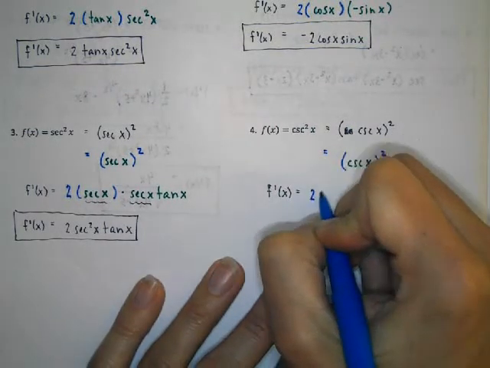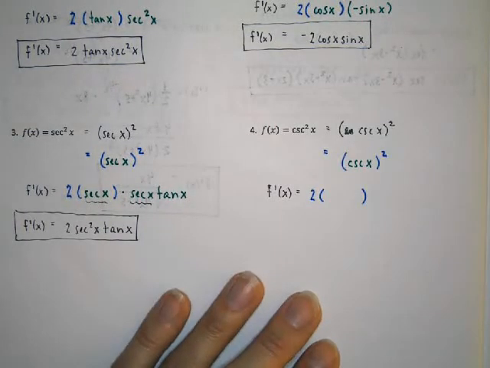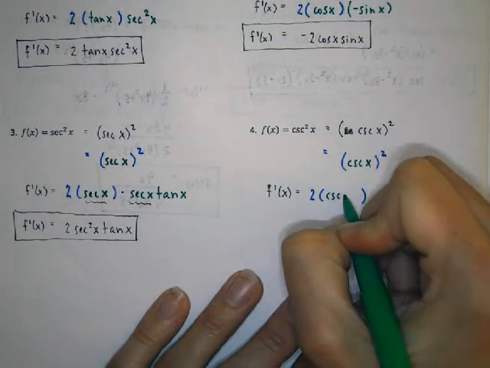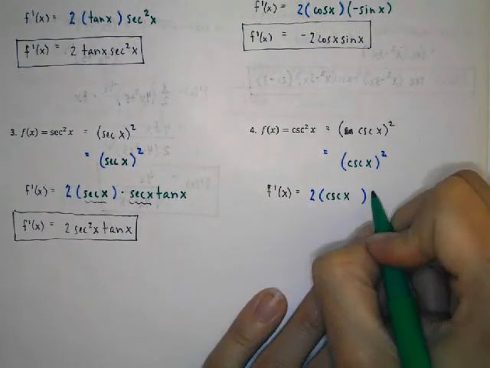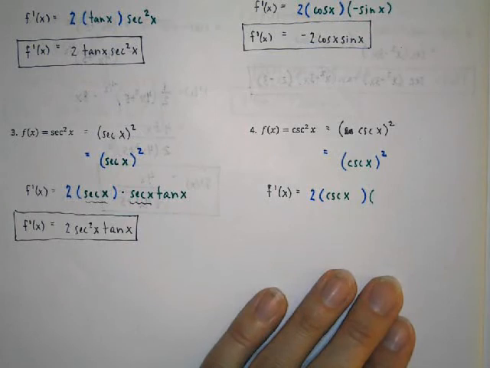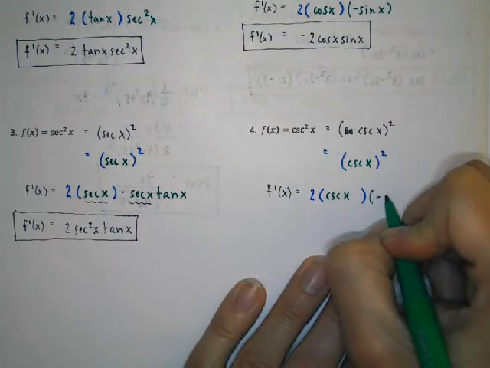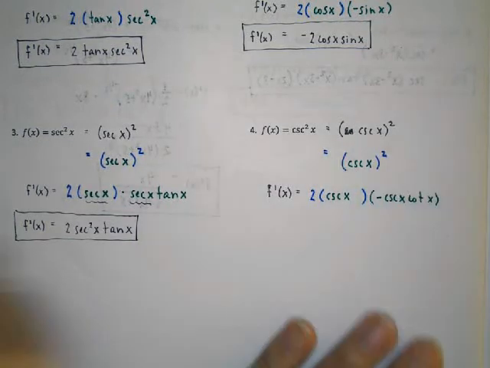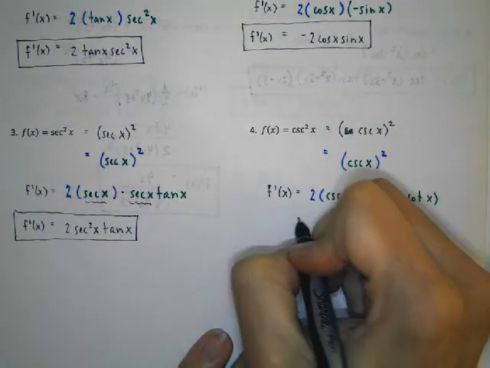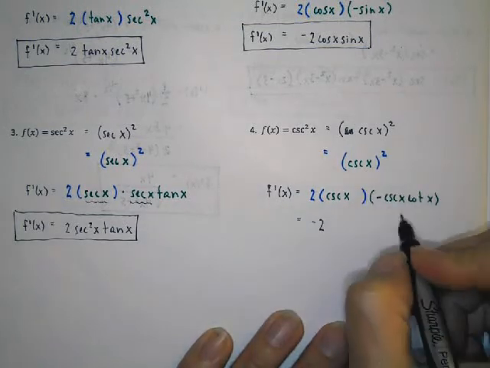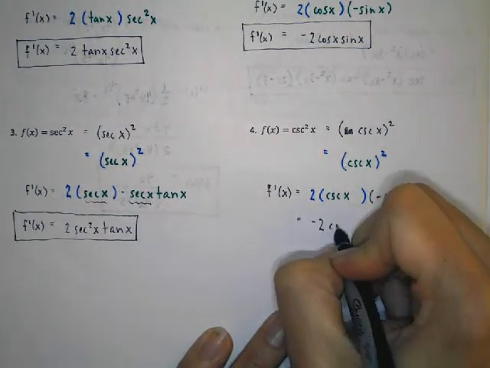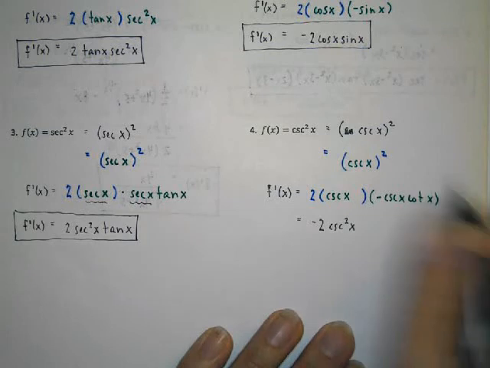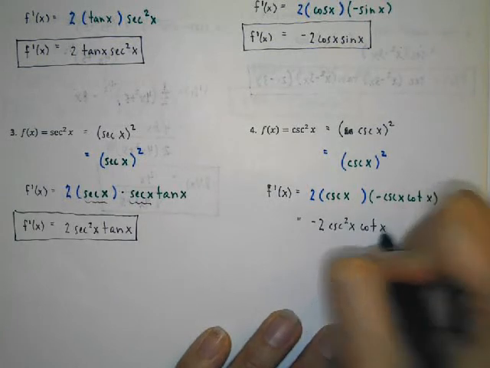So now I have 2 times my function cosecant of x, and then I multiply by the derivative of cosecant of x, which is the opposite cosecant of x, cotangent of x. And again, just a little bit of simplification gives me negative 2 cosecant squared of x times cotangent of x.